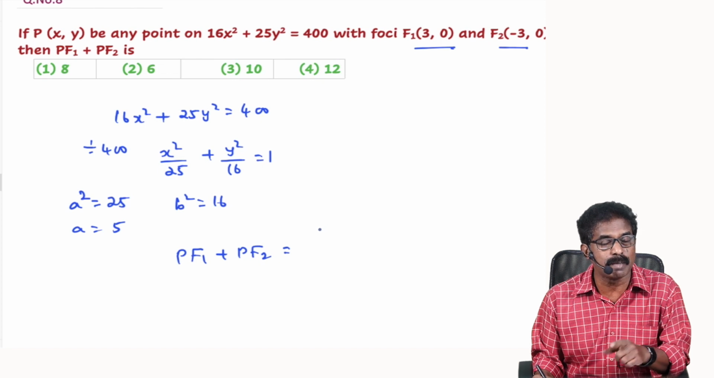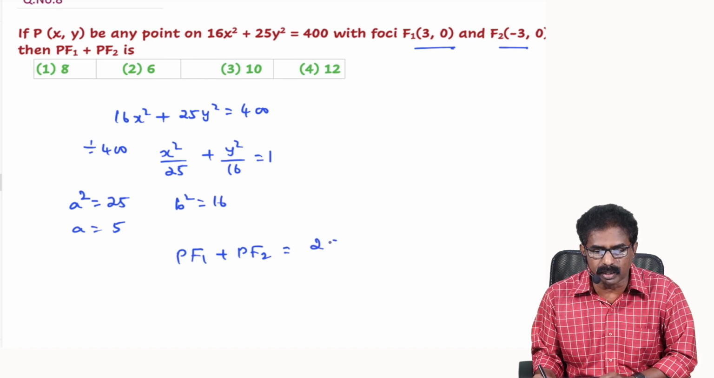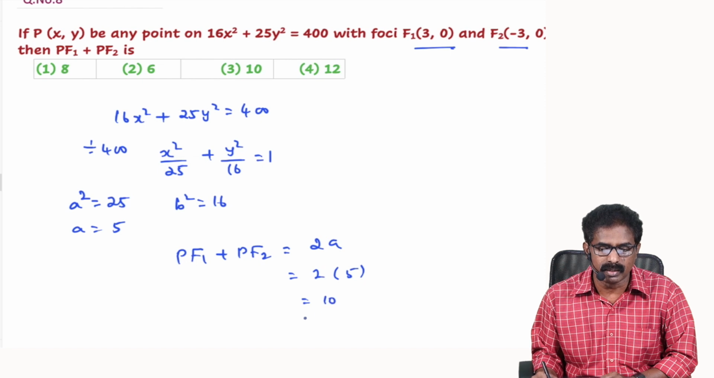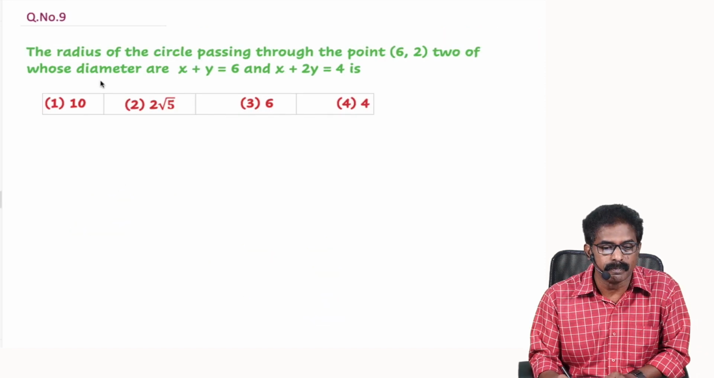For an ellipse it is the sum; for a hyperbola it is the difference, right? The difference of the focal distances is equal to the length of the transverse axis, but that is also 2a only. So here it is 2 into the a value 5. So your answer is what? 10 units.